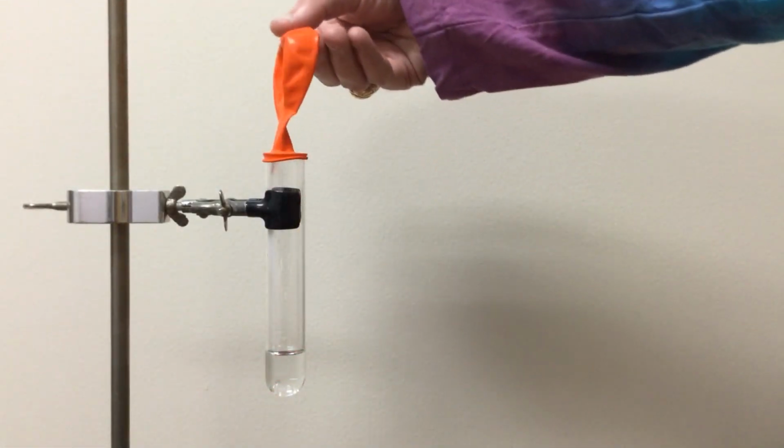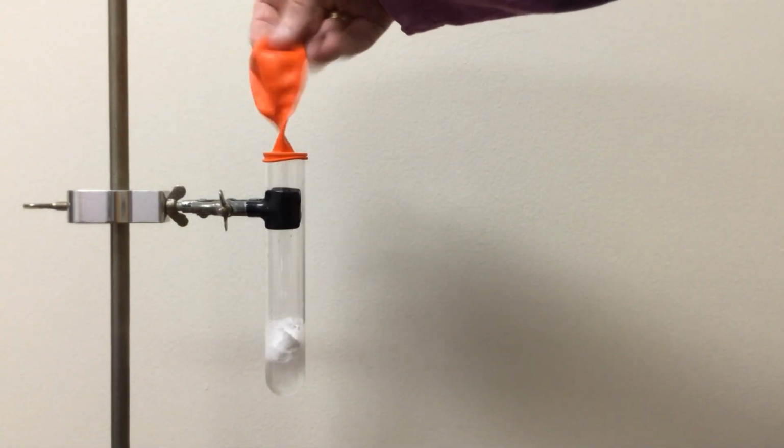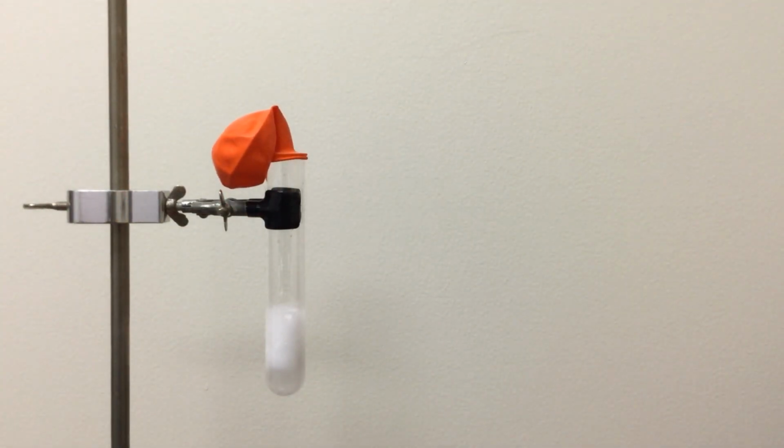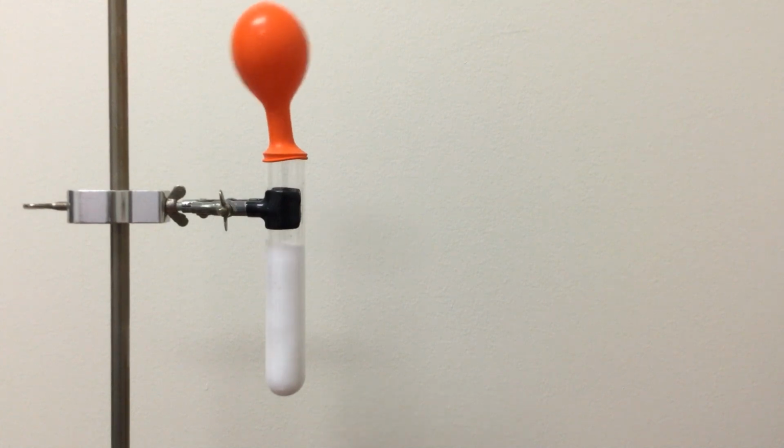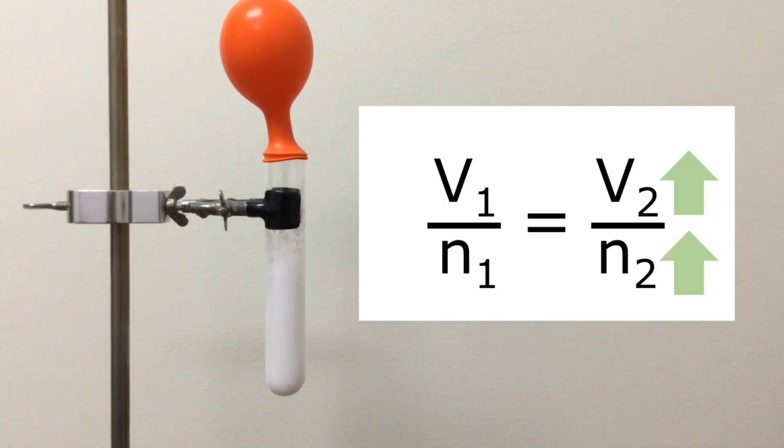Here you see that as the gas is formed, the gas inside the container takes up more space and inflates the balloon. That's because volume and number of moles are directly proportional. As one goes up, the other goes up.